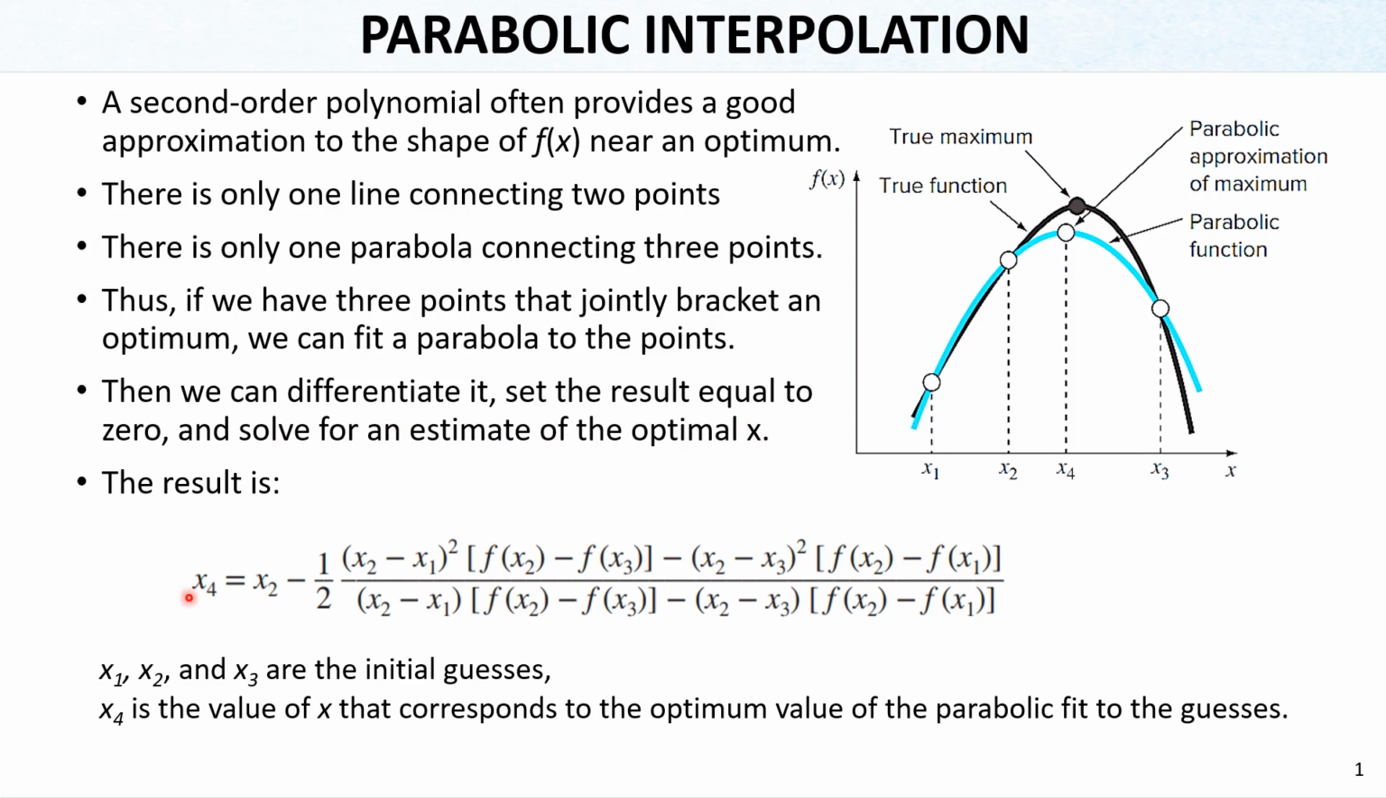So the result becomes this. We will have actually 4 points, but 3 of them are known. You can see x1, x2, and x3, and we can find x4 based on this formulation. So x1, x2, and x3 are initial guesses, these ones. From those, using this formulation of the parabolic function, we will get x4, which is the maximum of this parabola, which is closer to the true maximum. That's the basic idea.